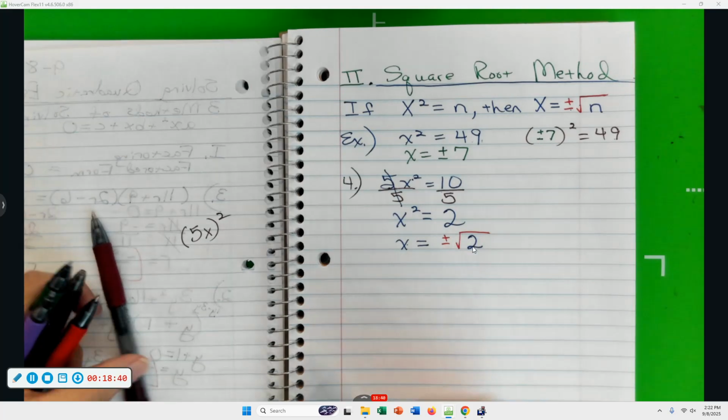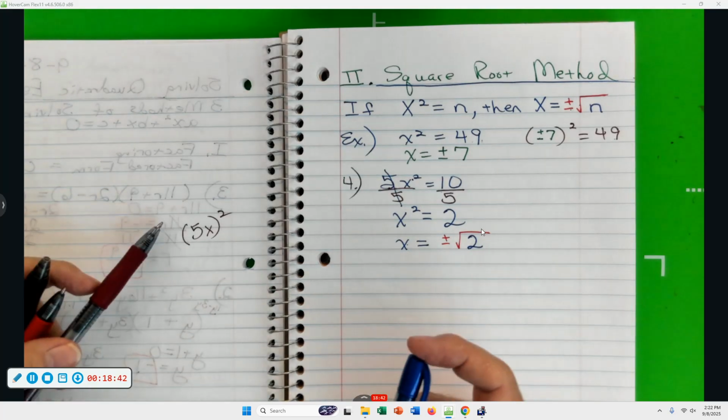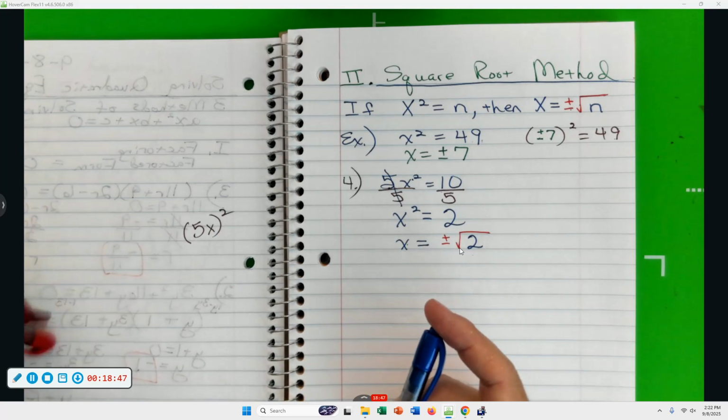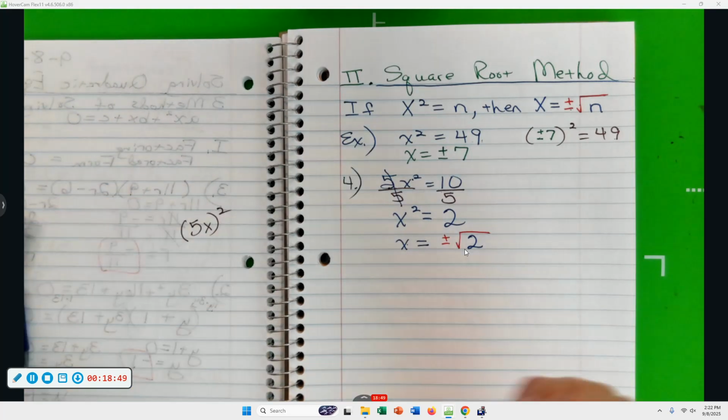Can you reduce the square root of 2? No? Okay.